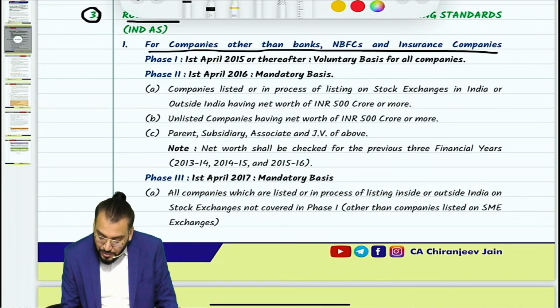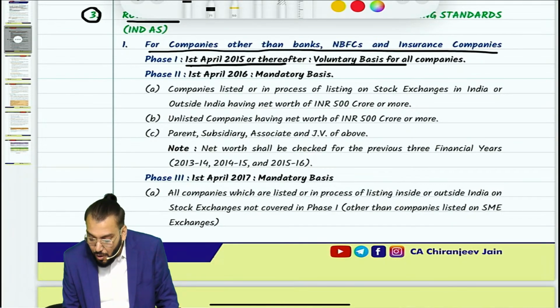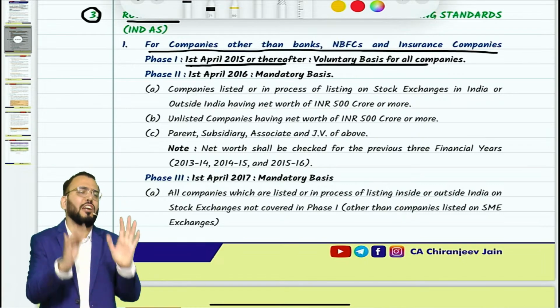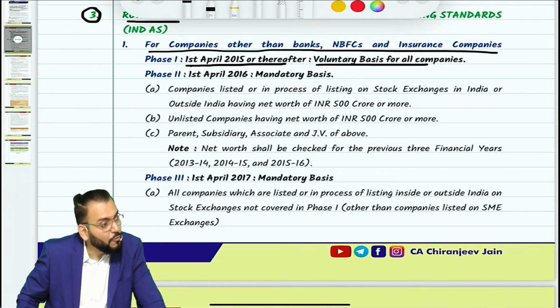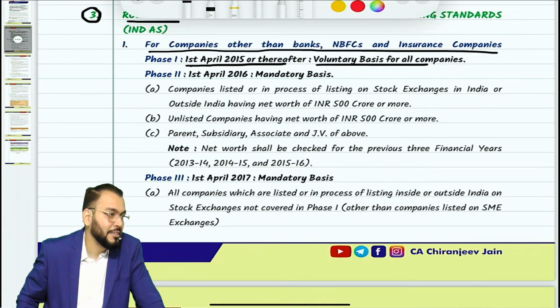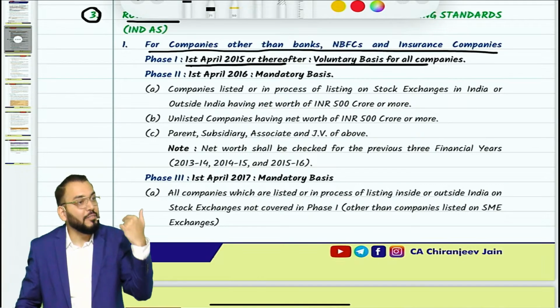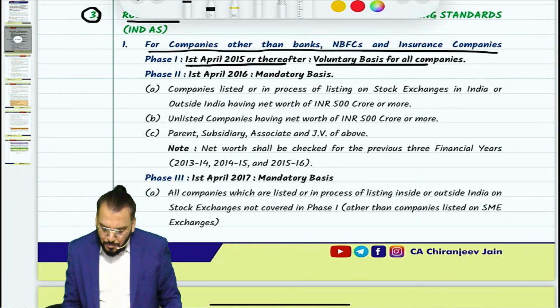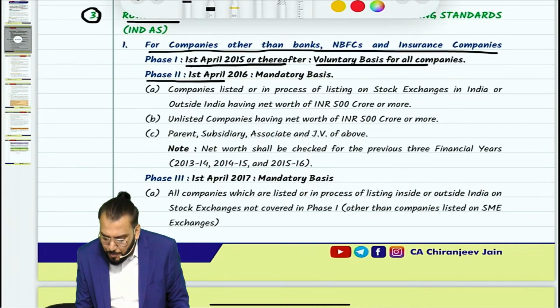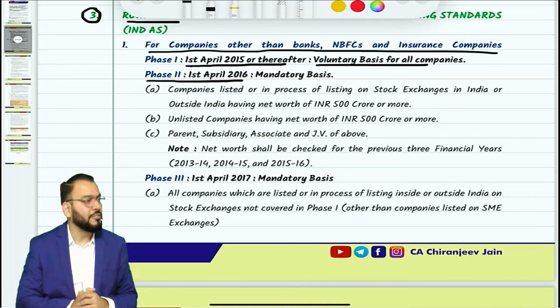So in the first phase, from 1st April 2015 or thereafter, it was voluntary for all companies. Any company of whatever nature can adopt Ind AS. It means a small company can also voluntarily adopt Ind AS. But once adopted, they cannot switch back to the old accounting standards. Once adopted, they will need to follow Ind AS for the entire life. Got it? Then the mandatory basis started from 1st April 2016.